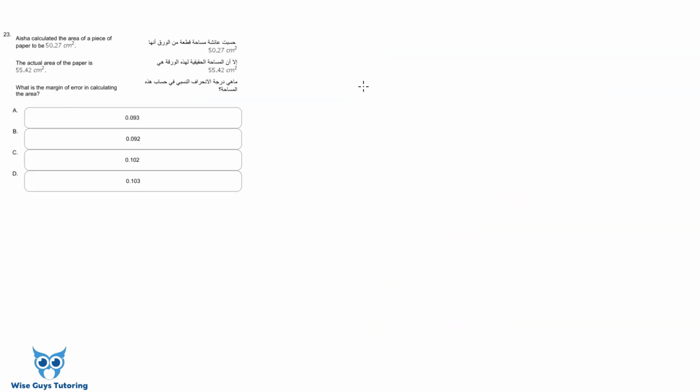So Aisha calculated the area of a piece of paper to be 50.27 centimeters squared. The actual area of the paper is 55.42 centimeters squared.